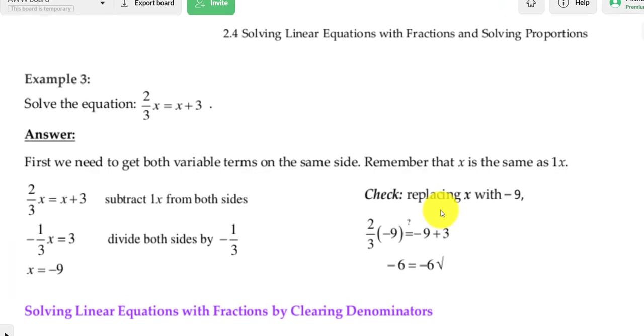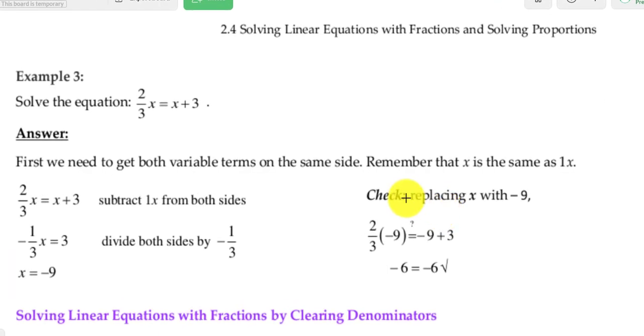This is the second video covering section 2.4, where we're going to still continue to solve linear equations. And we're going to do it two ways. We're going to clear fractions to do it. We're going to do it just using regular algebra. So if we look at this problem, 2/3 x equals x plus 3.